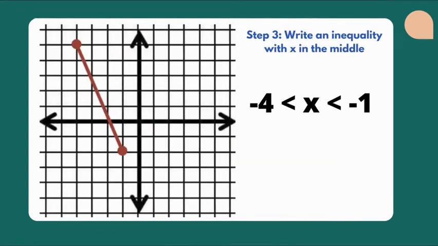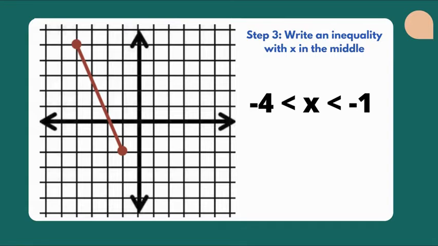Our last step is that we will need to write an inequality with x in the middle. So when we are writing these inequalities, we generally always use a less than or less than or equal to sign. And we put the number we found first all the way to the left on the left side of the inequality. We put the number that we found all the way to the right on our graph to the right of our inequality. So we have -4 on the left, -1 on the right.